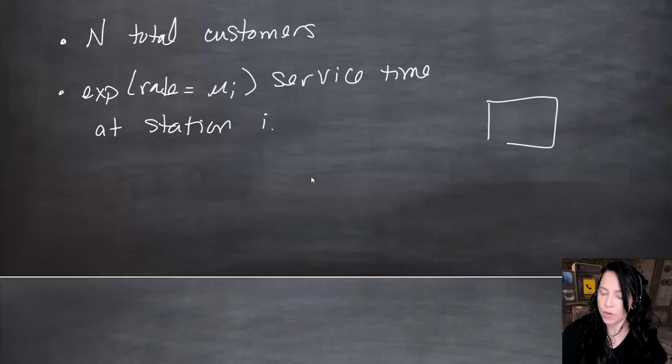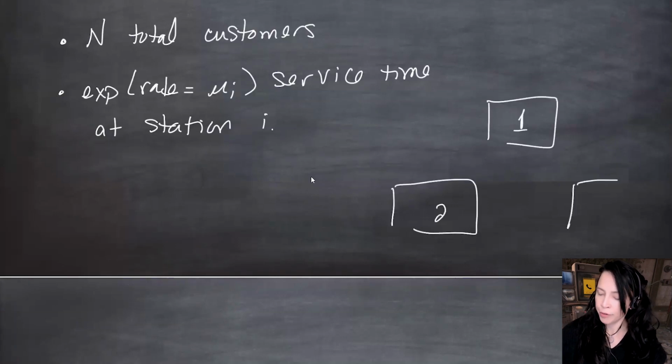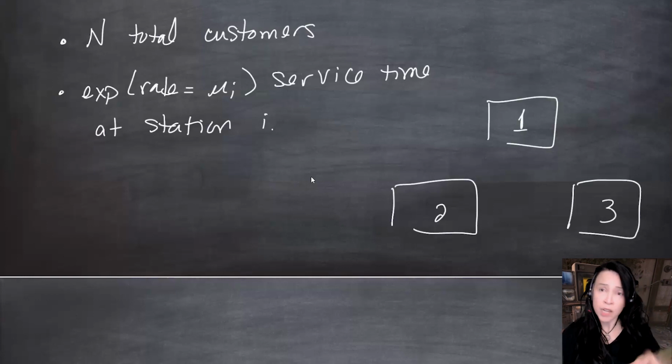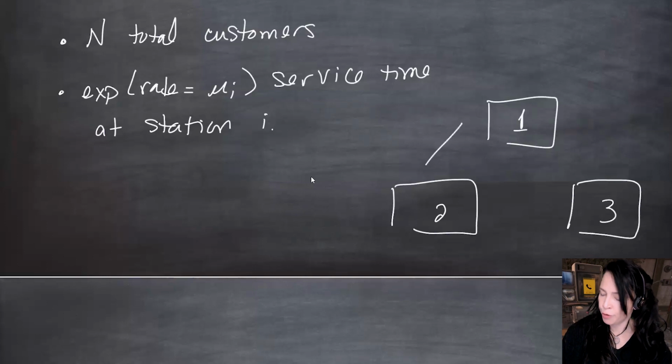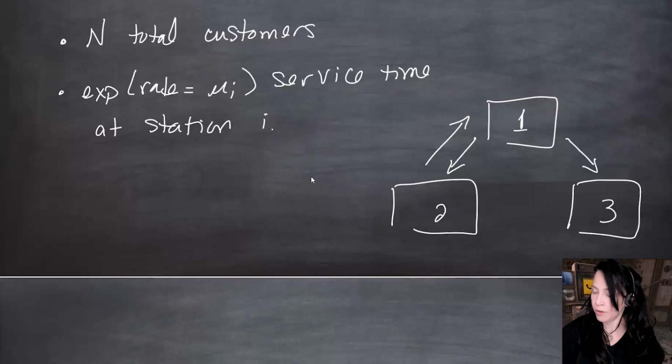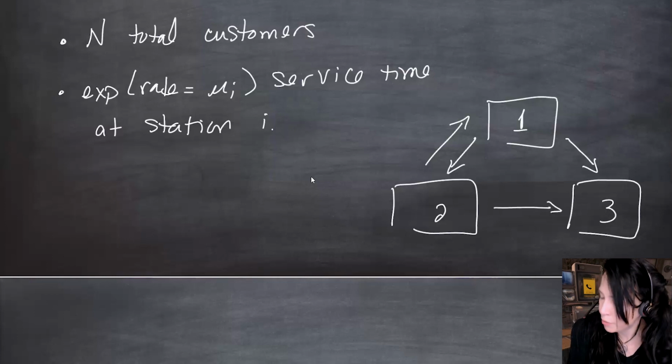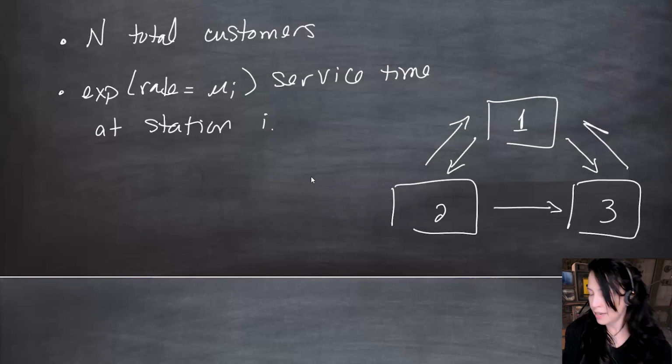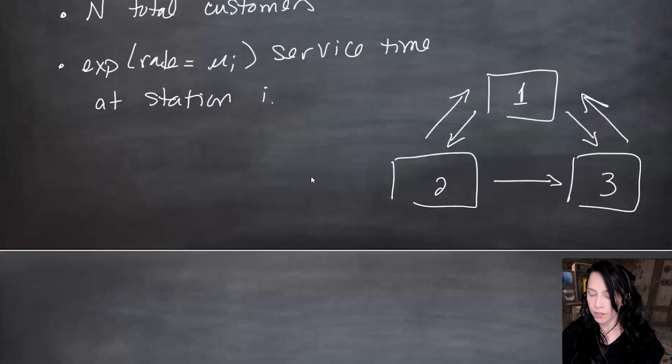I don't know, here's an example. This could be server 1, server 2, server 3. We've got some capital N number of customers in the system, and maybe people can move back and forth. If they leave server 1, they can go to server 2 or server 3. If they leave server 2, they can go to server 1 or server 3, and maybe people from 3 can go back to 1. And maybe that's it for this example. So you're going to have to be given some parameters here.